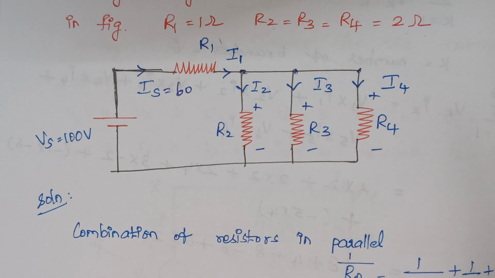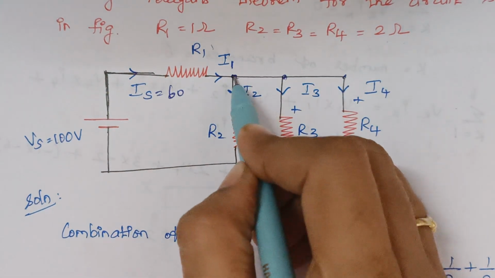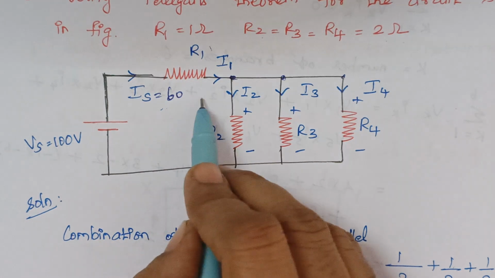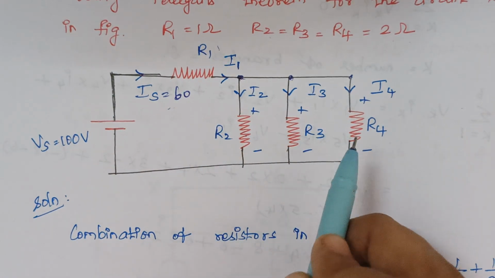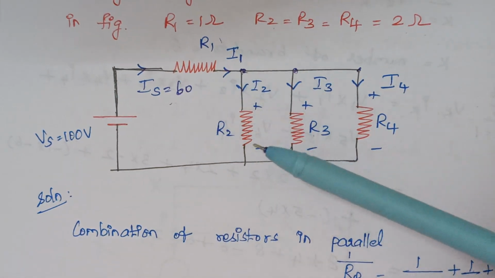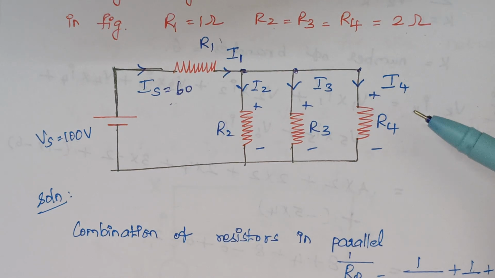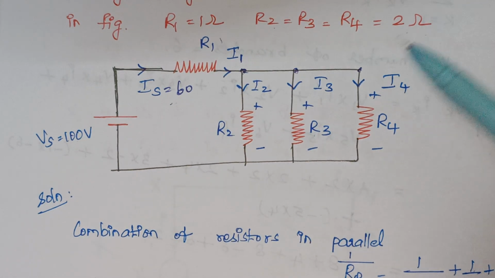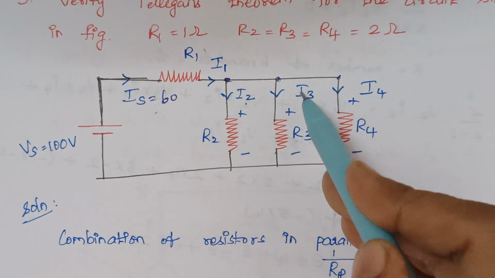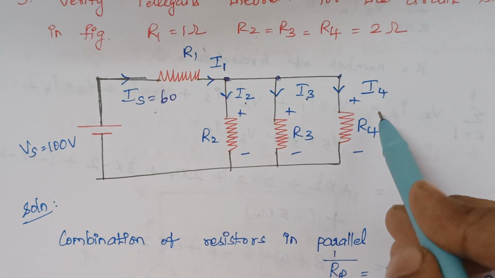So whenever the resistor values are the same, what happens? The current gets equally divided between them. Right. So here the total current is 60 amps and this 60 amps is divided equally between these three resistors. So 60 by 3 is nothing but 20 amps, right? Therefore I2 is 20 amps, I3 is 20 amps and similarly I4 is 20 amps.